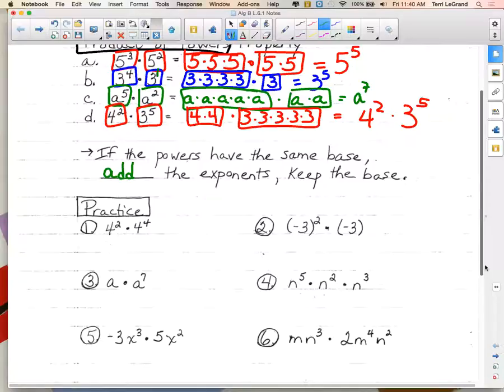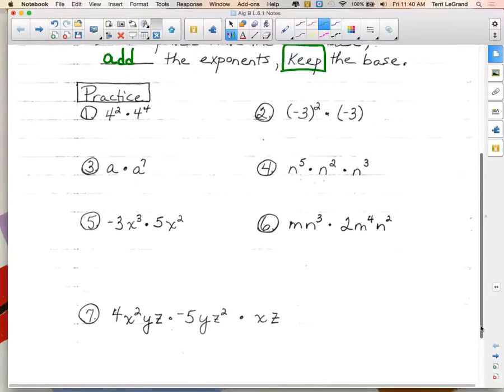We're going to add the exponents. And would you make sure you keep the base? Don't mess with it. Leave it what it is. We're saying that is what's going to be a factor, an exponent number of times. Okay, so in your homework, I do not want you to, at first anyway, I don't want to know what 4 squared times 4 to the 4th power is.